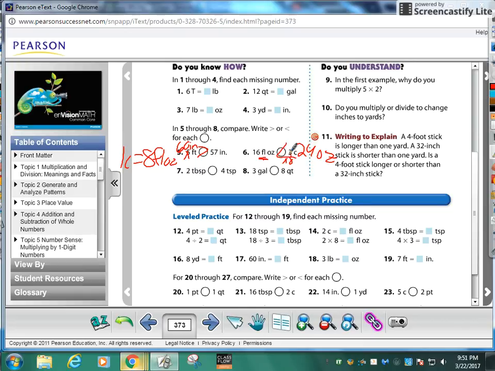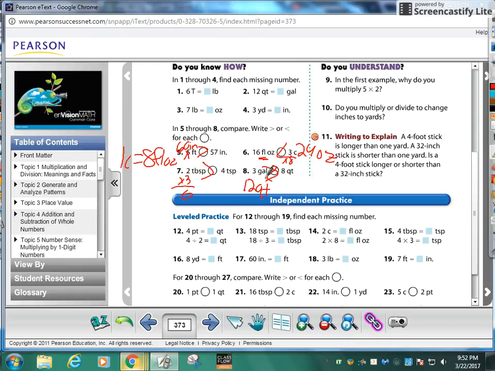2 tablespoons or 4 teaspoons. Anybody remember that? How many teaspoons are in a tablespoon? Pretty sure it was 3. So that means 2 tablespoons is bigger. You have 3 gallons or 8 quarts. Well, I know there's 4 quarts per gallon. So let's say it's 12 quarts. So 3 gallons is bigger. Oof, that was messed up.